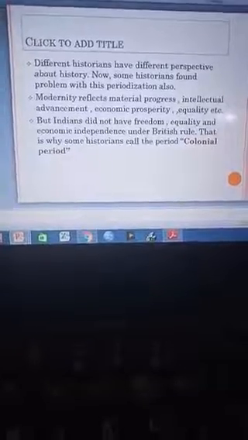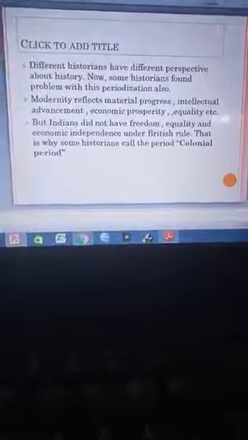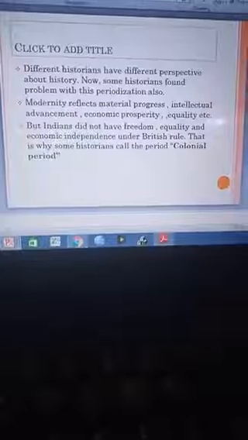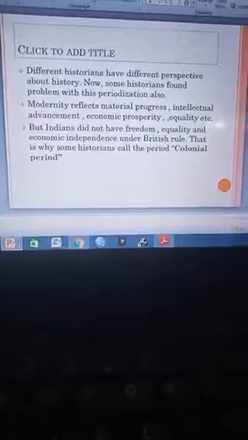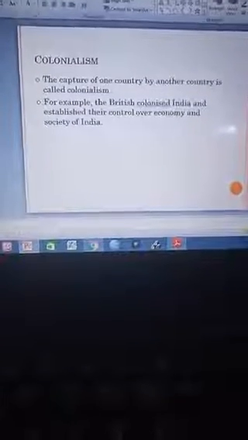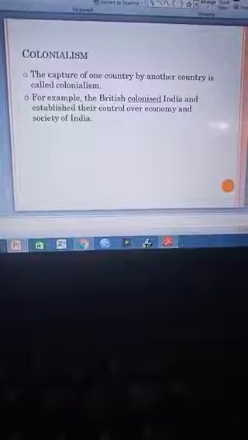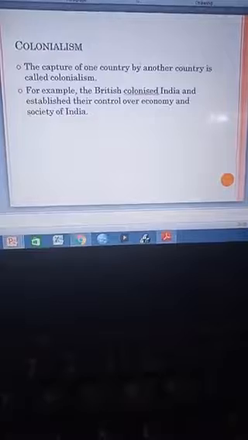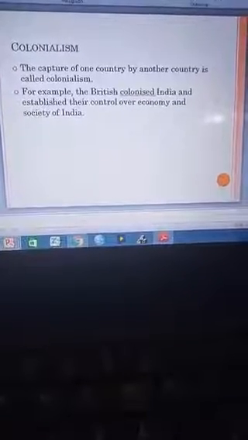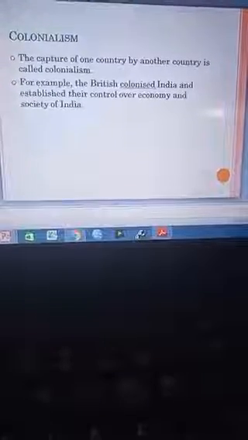According to them, modernity reflects material progress, intellectual advancement, economic prosperity, and equality. But Indians did not have freedom, equality, and economic independence under British rule. That is why some historians call this period colonial period. Now, what is colonialism? The capture of one country by another country is called colonialism. For example, the British colonized India. India was a colony for Britishers, and Britishers established their control over economy and society of India.